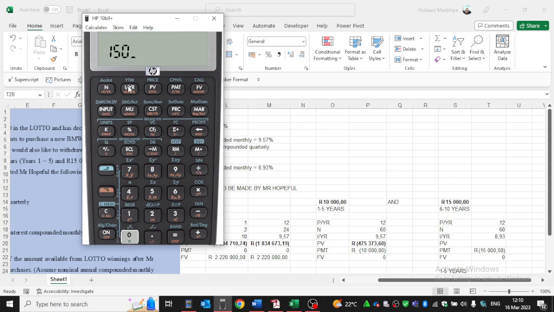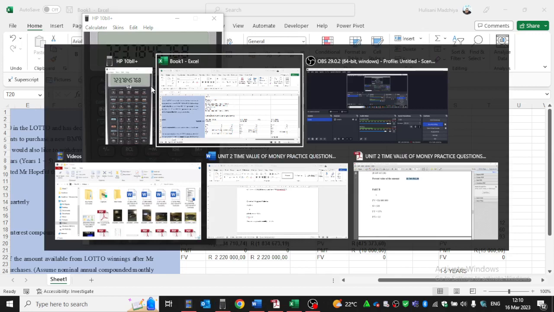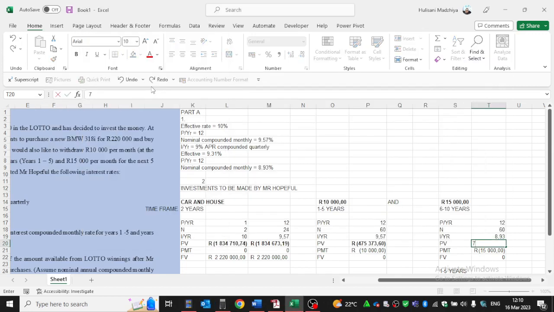So we move to 15,000, which is going to be a withdrawal, so that's an outflow of cash. Then we say this is the PMT. At the end of 10 years, there's no wish that he wants to have some amount remaining, so we are going to have a zero future value. So how much is the present value at the beginning of year 6 that will allow him to withdraw 15,000? So the present value will be 723. Okay, sorry about this.